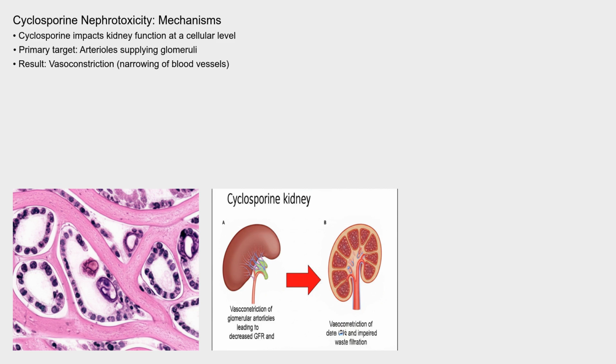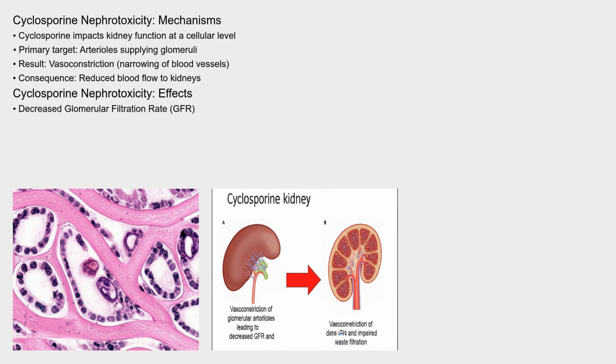In addition, cyclosporine can directly damage the kidney tubules, the structures responsible for reabsorbing essential substances and excreting waste products. This damage can manifest as tubular atrophy and interstitial fibrosis, meaning a wasting away of the tubules and scarring of the surrounding tissue. These changes ultimately impair the kidney's ability to function properly and filter waste from the blood.